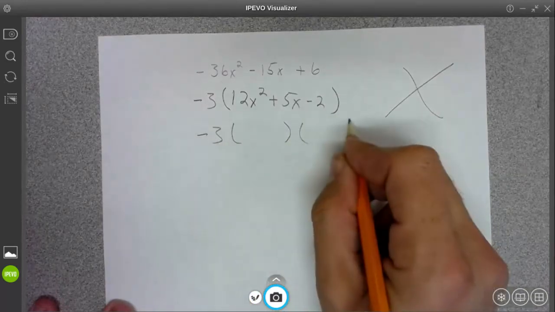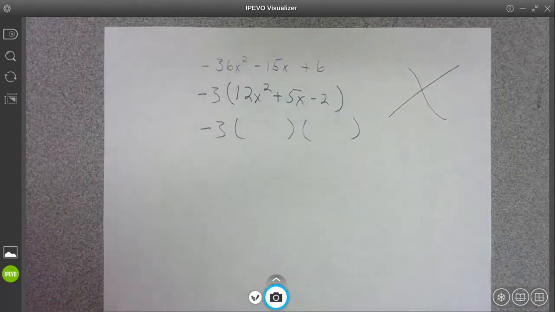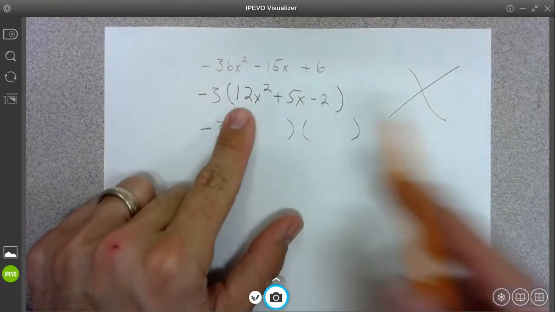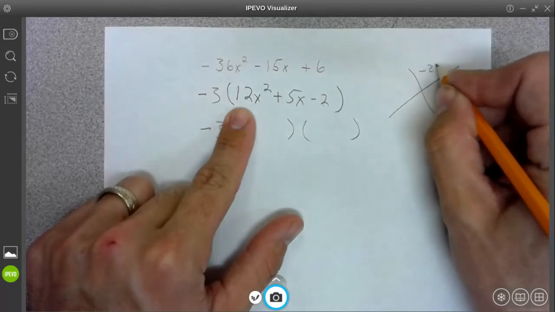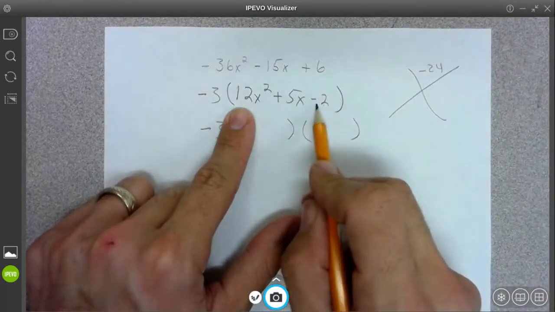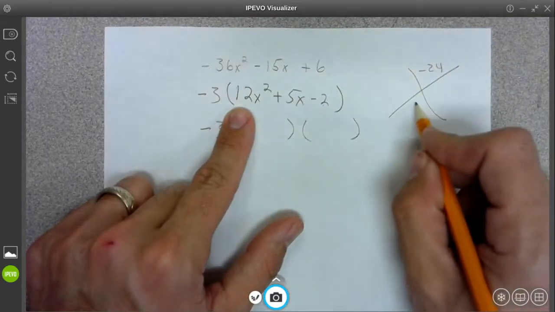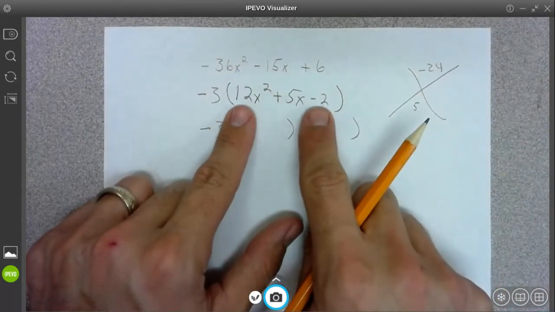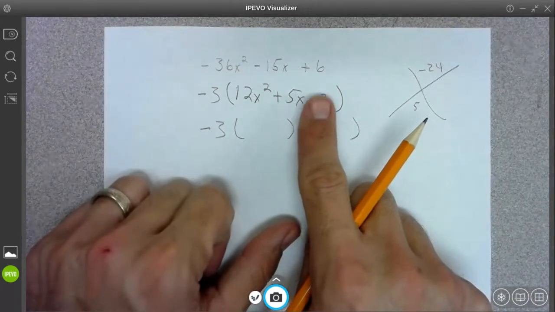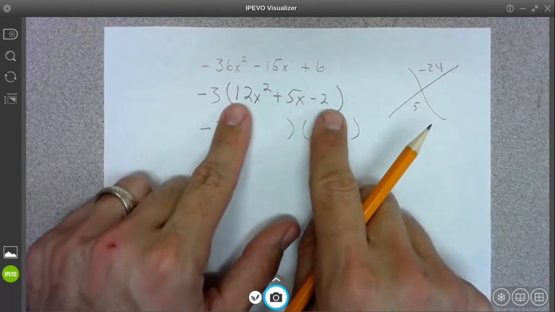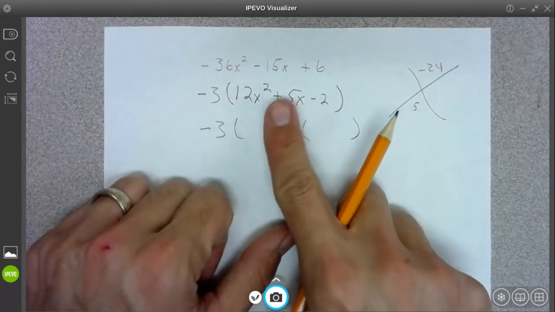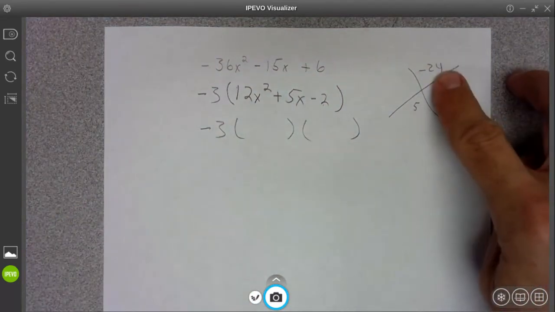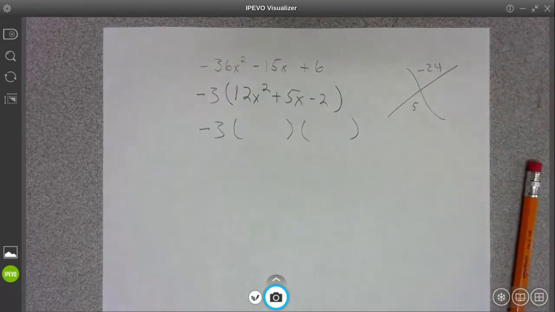I know I have to have that. We're going to do 12 and 2. That's going to give us 24, but it's negative because that was negative. And our B term is going to go there. So they multiply to 24, and they're going to subtract to give you 5. All right, so multiply to 24 and subtract to give you 5.